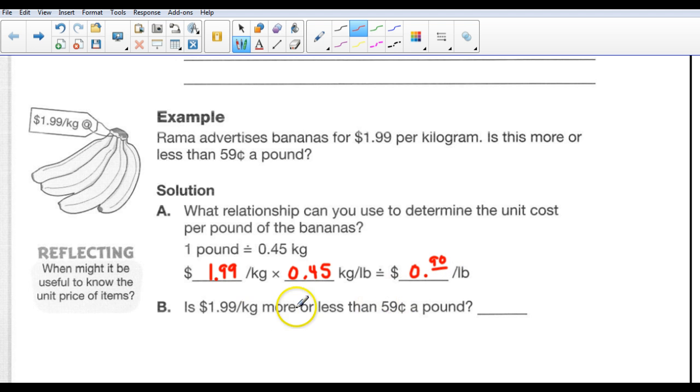Is $1.99 a kilogram more or less than 59 cents a pound? Well, it's more, because $1.99 a kilogram works out to 90 cents per pound. Okay? All right, so that's the end of 6.1. Go ahead and do the practice.